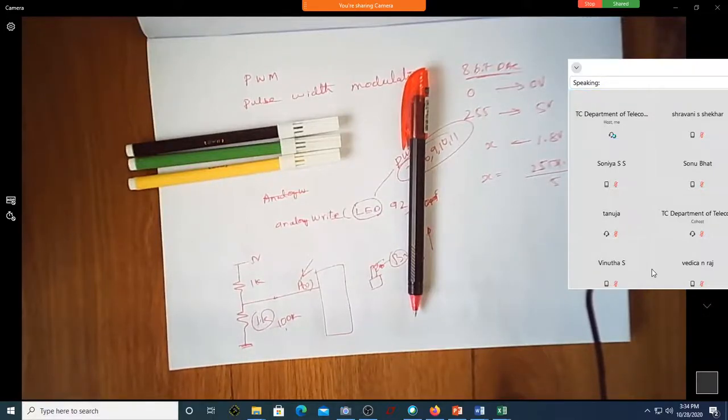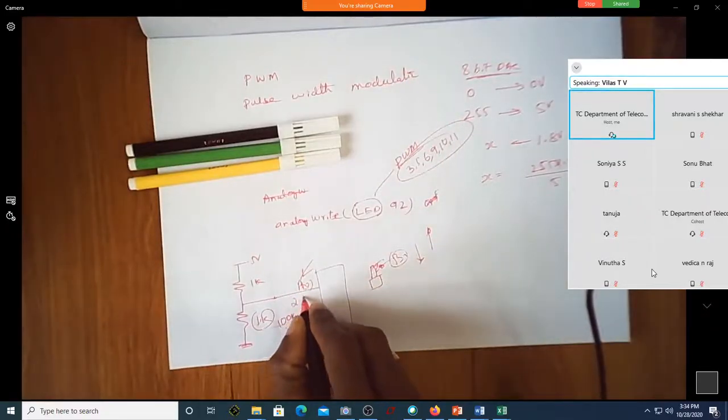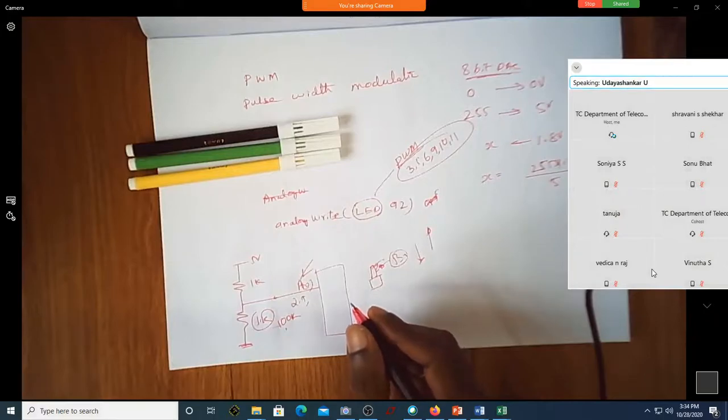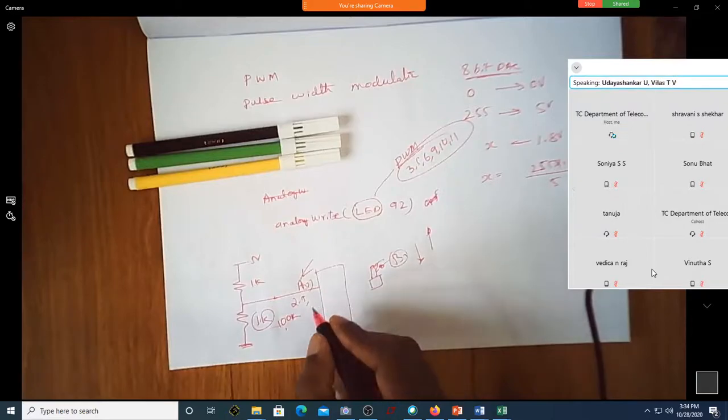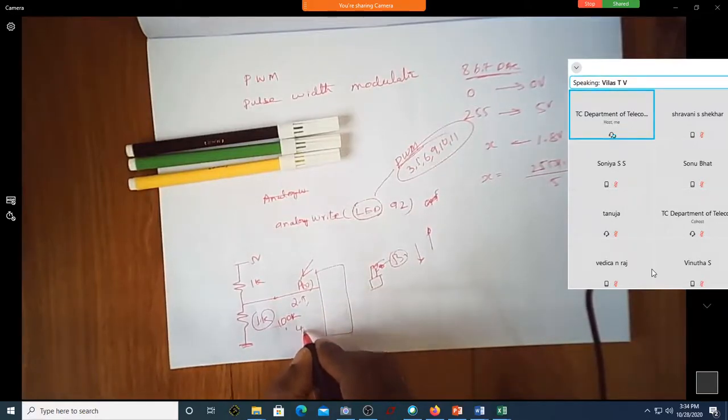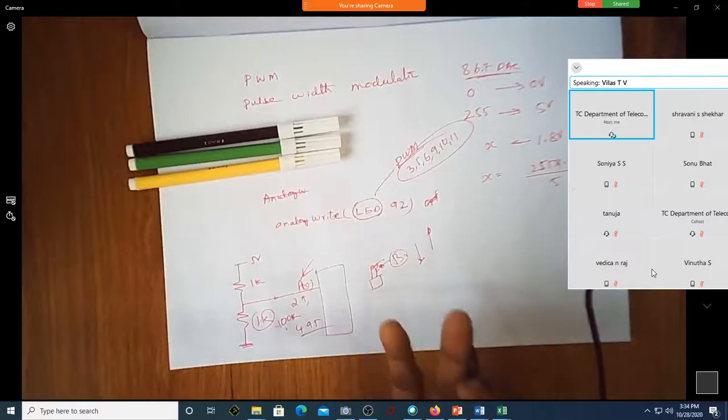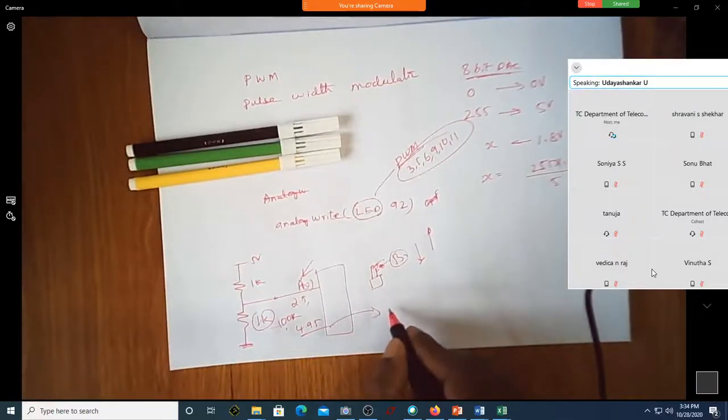Sir, we should do 1 into 5 by 1 plus 1. Give me what the voltage is. For 1K, 1K we'll get 2.5. Yes, exactly, sir, voltage divider. Next, for 100K, 100 into 5 divided by 101, that is 4.95. Okay. Then what happens to the brightness, with the analog read value?